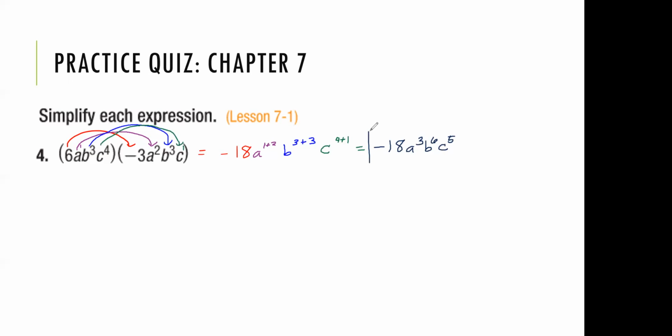So all of these variables are different. I cannot combine any of these. And I can't do anything with my constant in the front either. So we're all set.